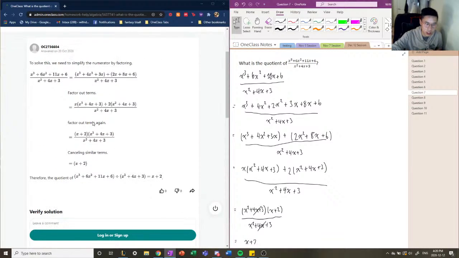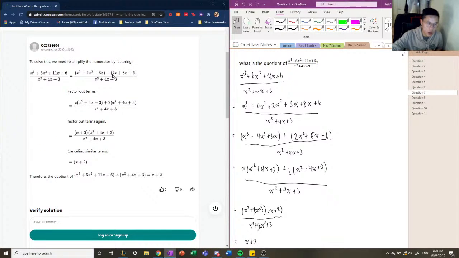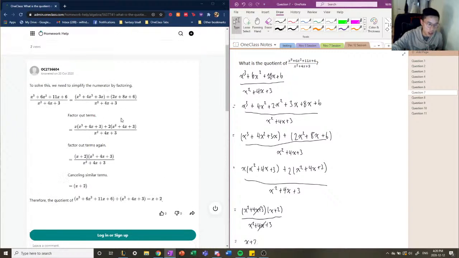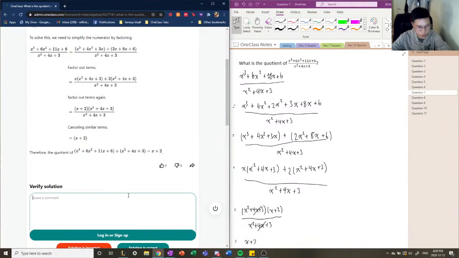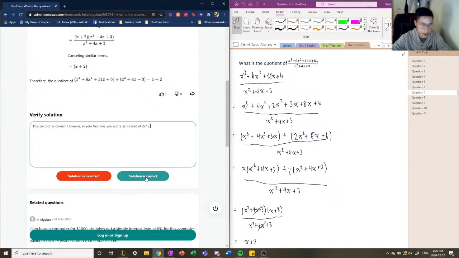So the junior tutor did the same solution. All they forgot was to include an x squared here, and this is why it threw me off in the beginning. But other than that, this is the correct solution. So the solution is correct. However, in your first line, you wrote 2x instead of 2x squared. Okay, all right, let's move on to the next question here.